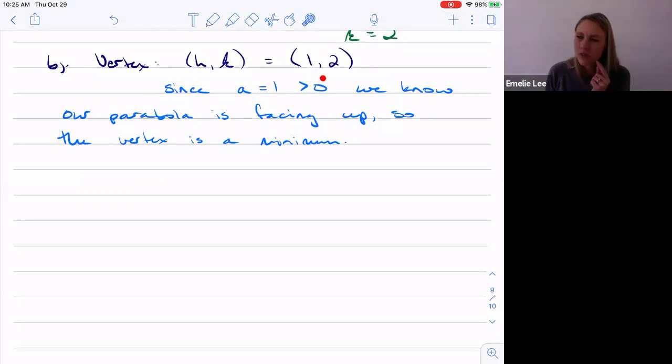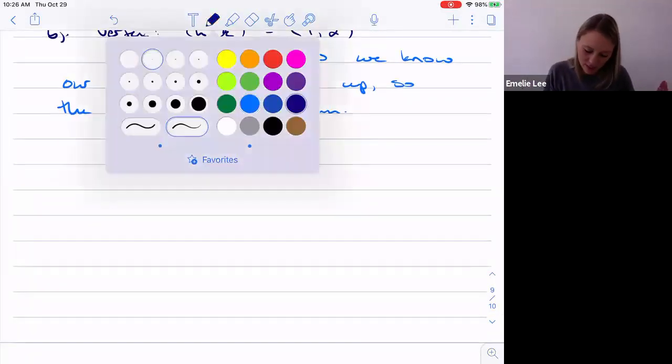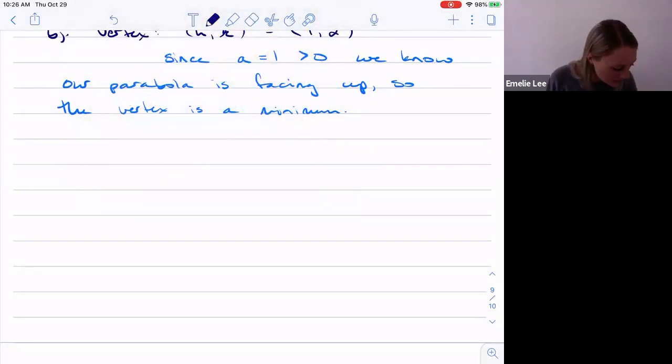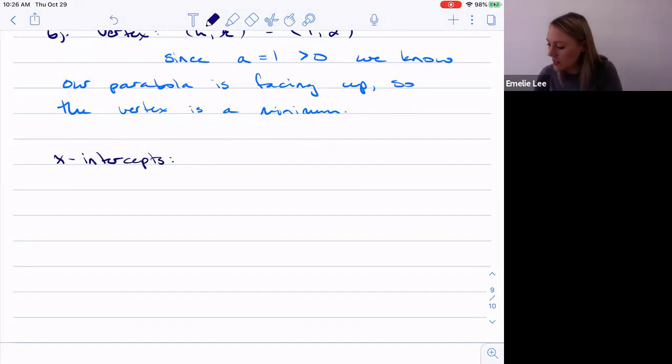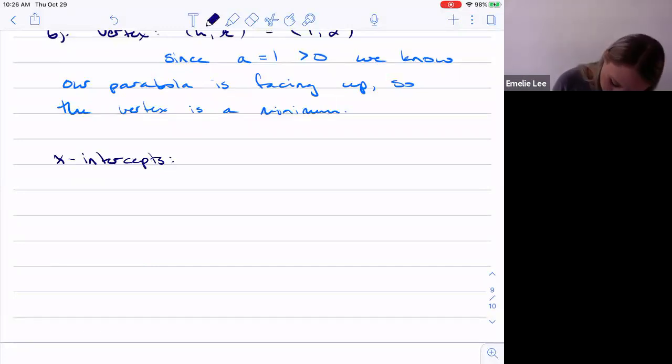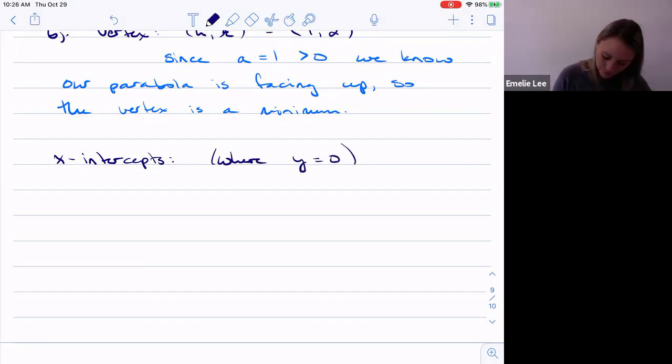As a little check-in point, if the vertex is at 1, 2, so when x is 1 and y is 2, and it's pointing up, are you going to have any x-intercepts? No, because it never goes back over the x-axis. So just keep that in mind. So let's find the x-intercepts. Well, the x-intercepts are when y is equal to 0.